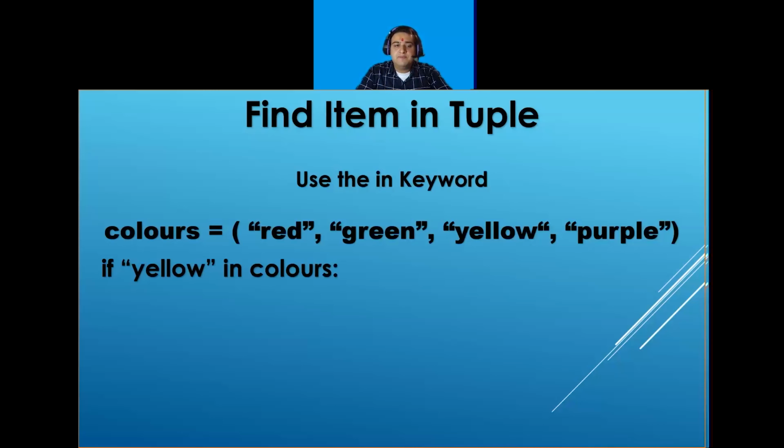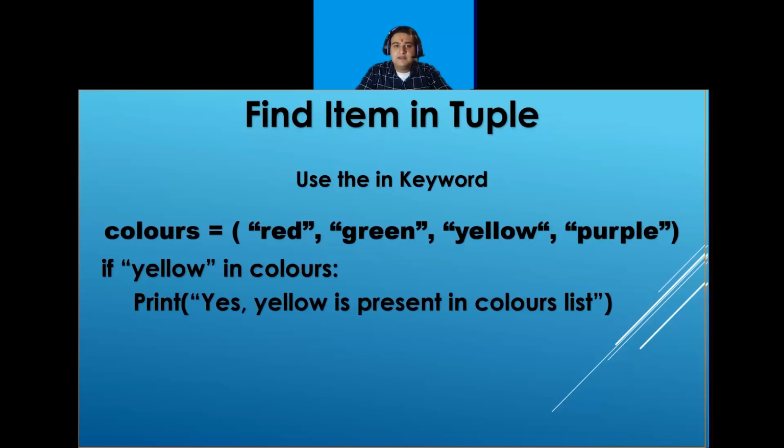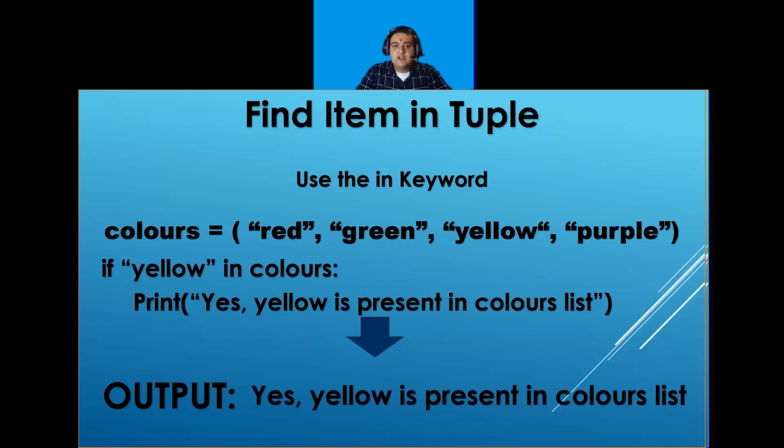If this statement becomes true, it will print my desired output. So what will it print? It will print "yes, yellow is present in color list." You can give any statement inside the double quotes. You have to remember the intent here. And for the output, it will give yes, yellow is present in color list.